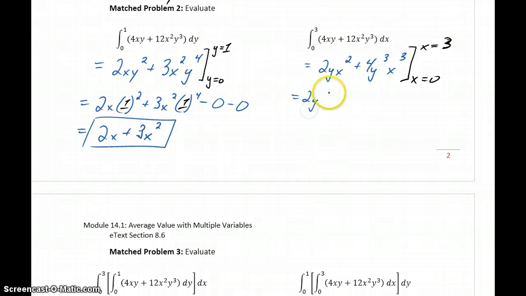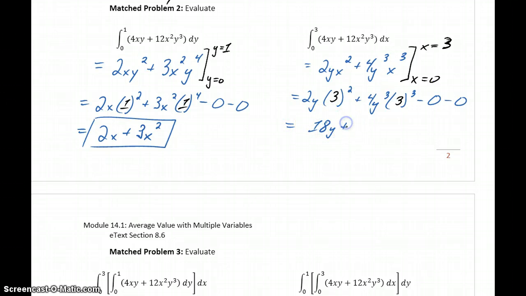So this will become 2y times 3 squared plus 4y cubed times 3 cubed. And then evaluating this at 0, this goes to 0, this goes to 0, so minus 0 minus 0 is going to give us 18y plus 108y cubed.